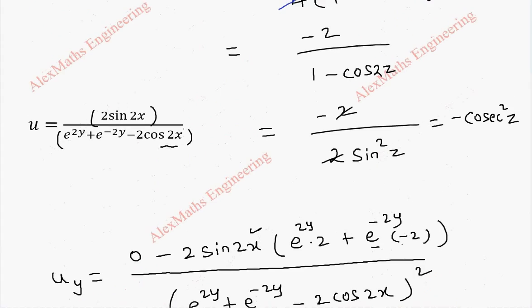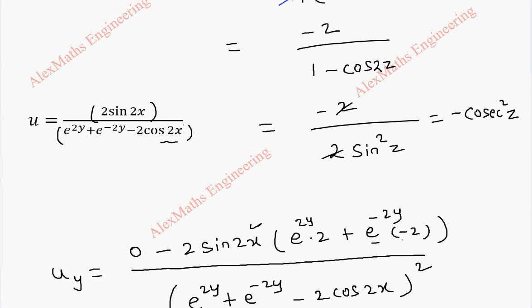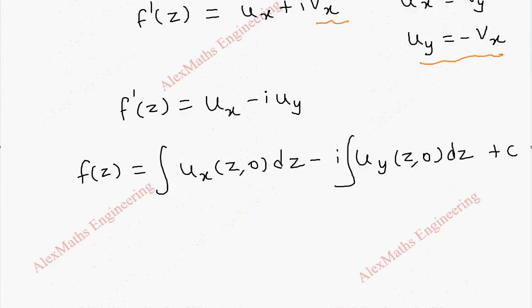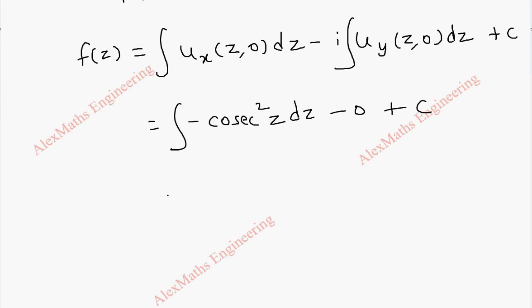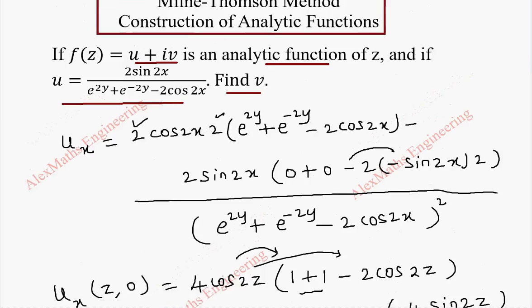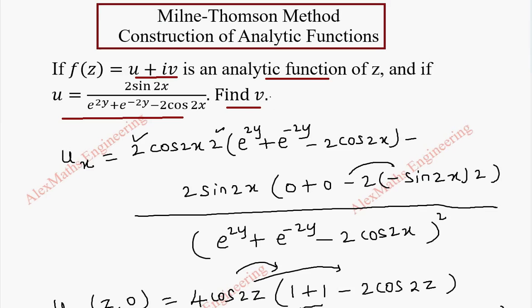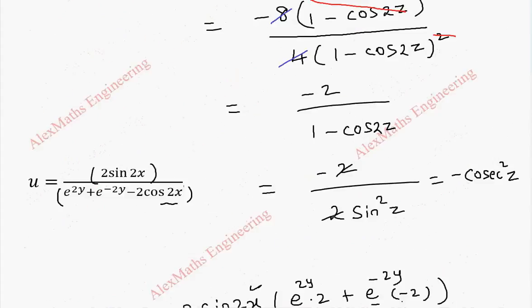And the first term is minus cosecant square z, so this is minus cosecant square z with integral dz. Second term is 0 and last term is plus c. This integration is cot z. So f of z becomes cot z plus c. So now we got f of z, and using that we have to find v.